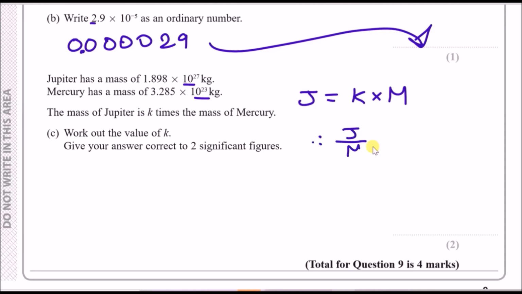You're going to have J over M, which must equal K. So the mass of J over the mass of Mercury. Give your answer to 2 sig figs. Well, we literally just said what we have to do. So just put in, in your calculator, guys, I want you to write this.